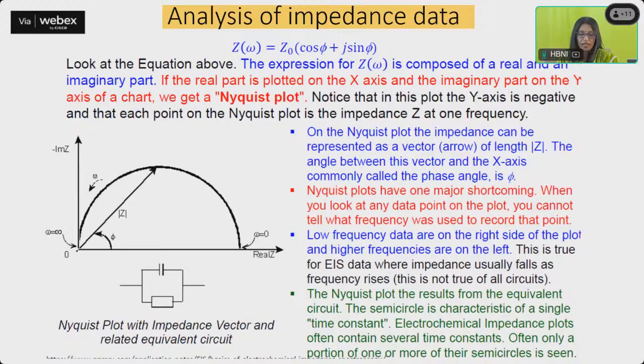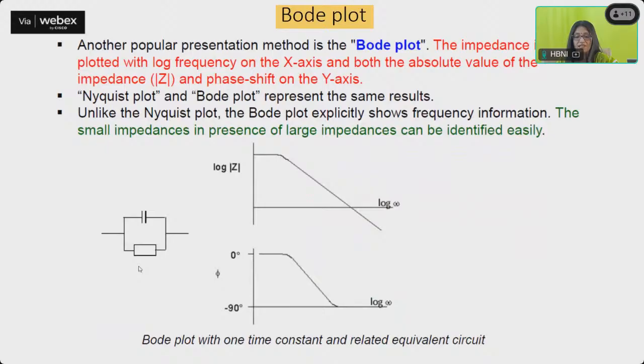So now, if you can see over here, on this x-axis we are having the real Z, which we write as Z prime. And on the other side, we are having the imaginary Z. So this is nothing but the Nyquist plot, the way we are actually getting out this EIS data. So this is how we are plotting it. Now let's see what is happening.